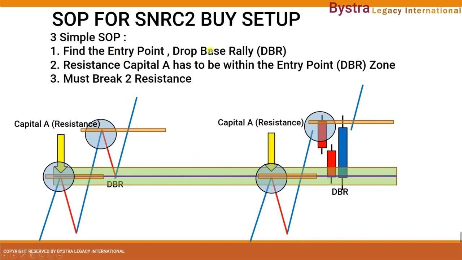First we find the entry point, which is the drop base rally. Then the next thing we need to find is that the capital A has to be within the entry point. As you can see, this is aligned with the entry point. And third, it must break the 2 resistances: resistance 1, resistance 2, it broke. Then price will come back to this zone and continue upwards. Got it? Very good.